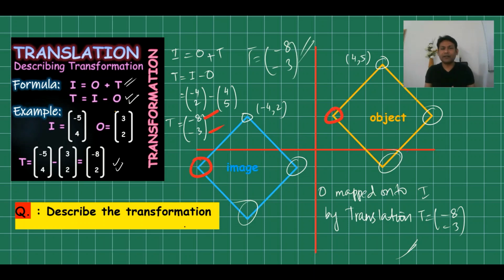So we have done the complete translation, a type of transformation that was easier than reflection and rotation. There is no matrix transformation in translation.